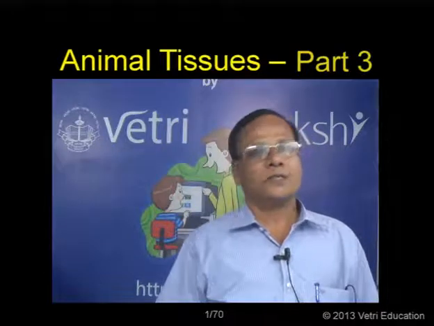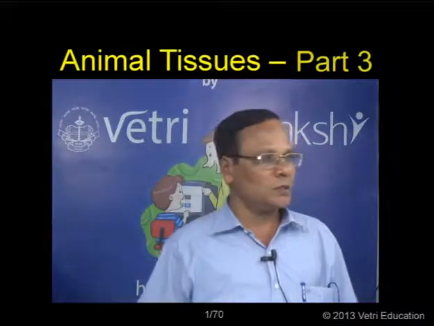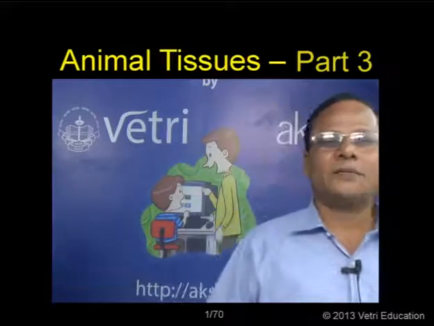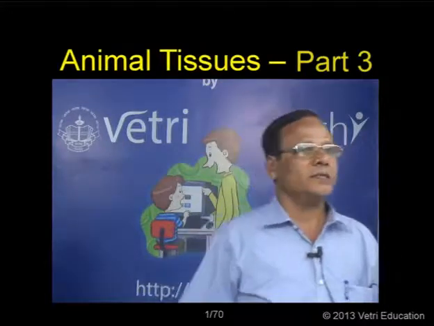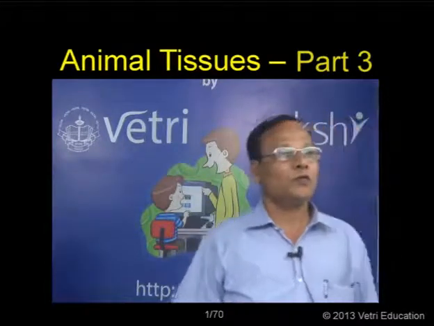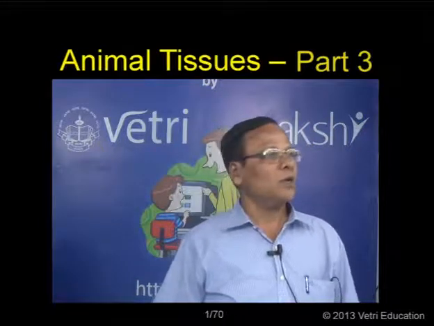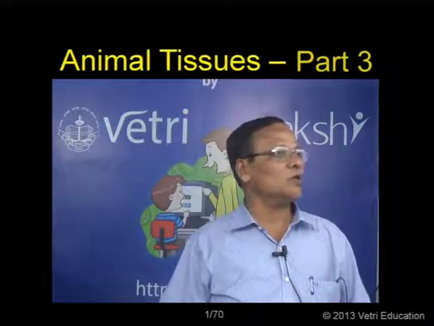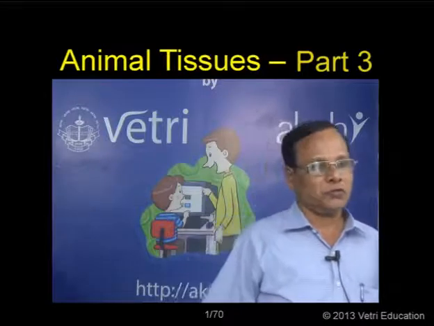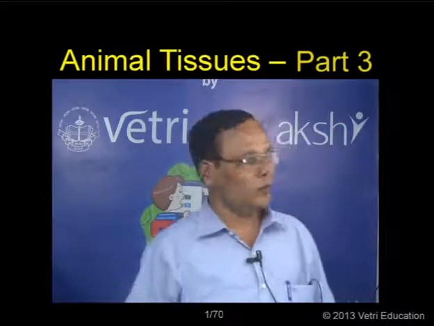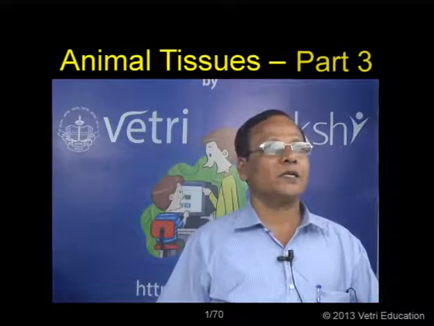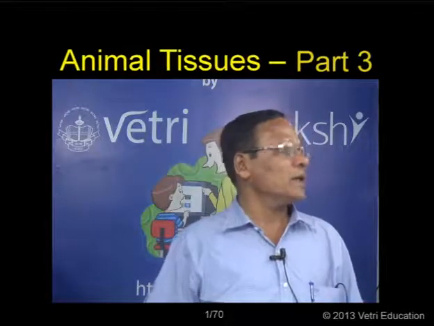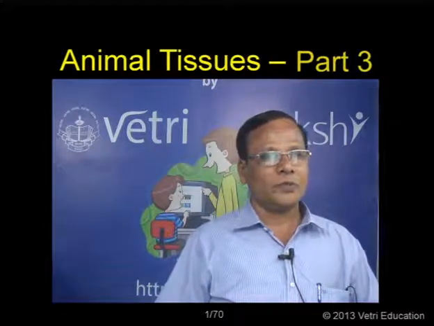So we have started what we call histology, the study of tissues. Under this category, you know that there are four major types. One, the epithelial tissue; the second, the connective tissues; the third, generally the muscle tissues; and finally, the nervous tissues. And now we have already concluded the epithelial tissues.